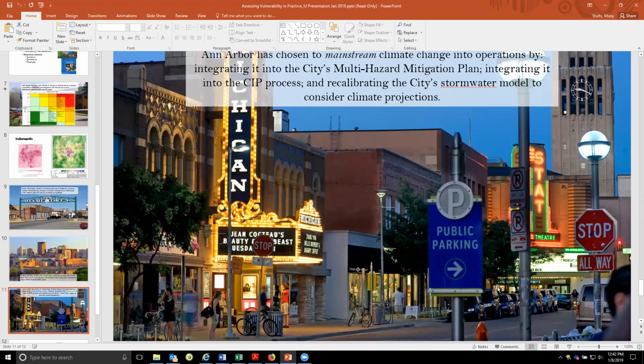The second thing that we are in the process of doing right now is climate change is being integrated into our capital improvements planning process. And here the idea is there's sort of, if you will, a gate that every project needs to go through, and we're working out the machinations of this.